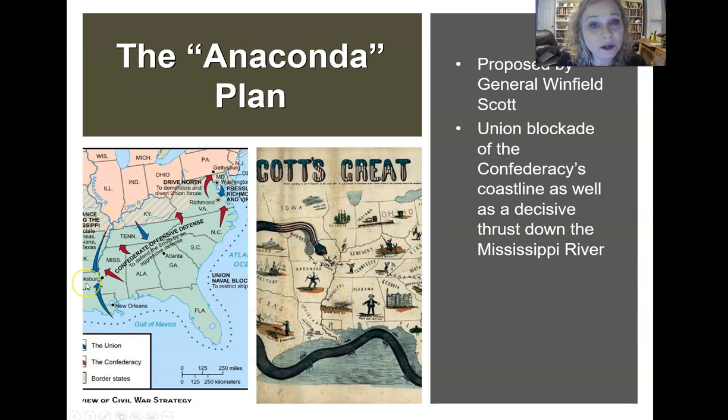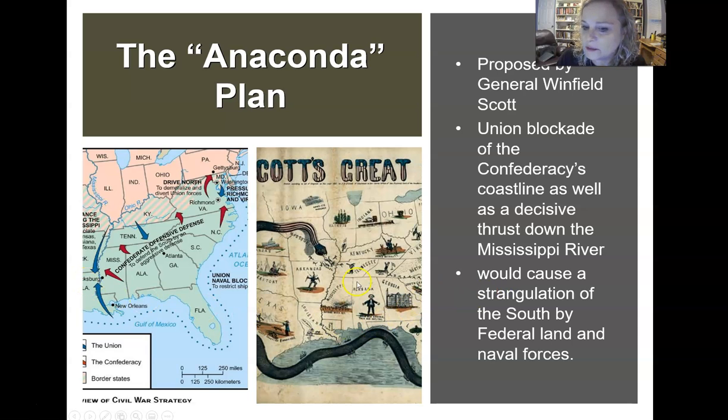And they needed, very importantly, and this is going to be important a little later on, to control the Mississippi River. So this will be an essential part of it, okay? This would cause the strangulation of the South. They thought that this would be a quick end to the war.